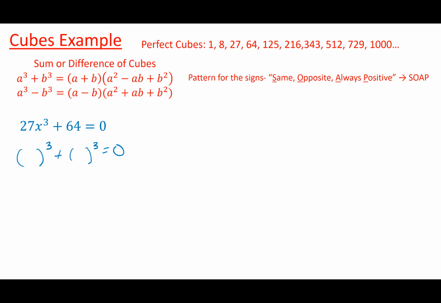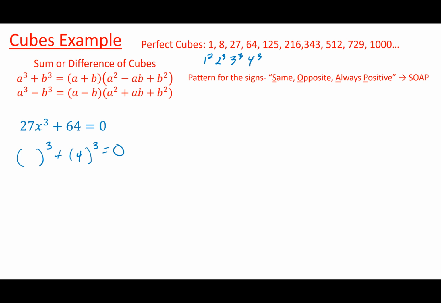How could I write 64 as a perfect cube? What would that be? 4 cubed is 64, okay? Because again, this is 1 cubed, 2 cubed, 3 cubed, 4 cubed. So 4 cubed is the same thing as 64.